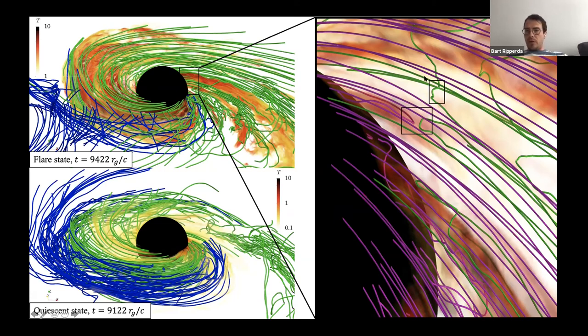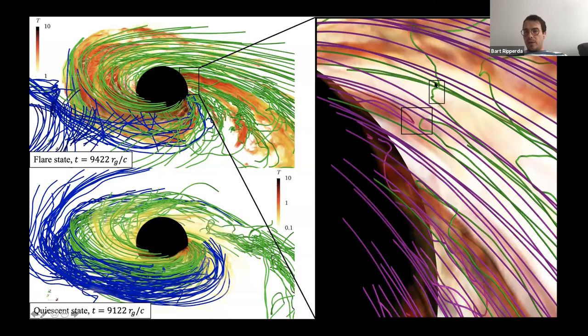And if you then zoom into the current sheet on the right here, you see that, for example, here in green, you have escaping flux tubes. And here on the left in magenta, you have infalling flux tubes. So here, reconnection occurred that cut the horizontal field lines and created this vertical field here in the green that can escape. So reconnection is needed here to cut off these field lines and to make the flux escape.